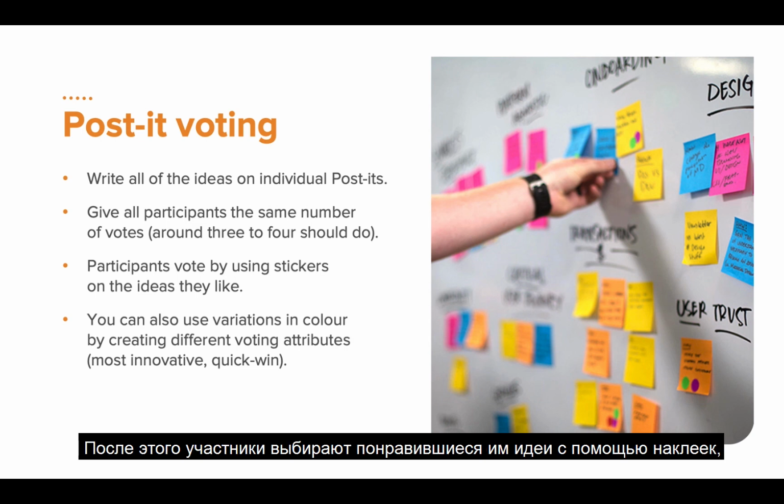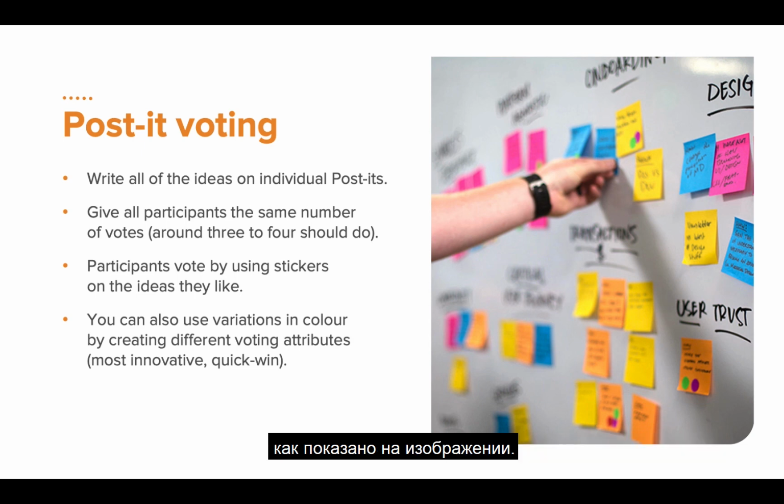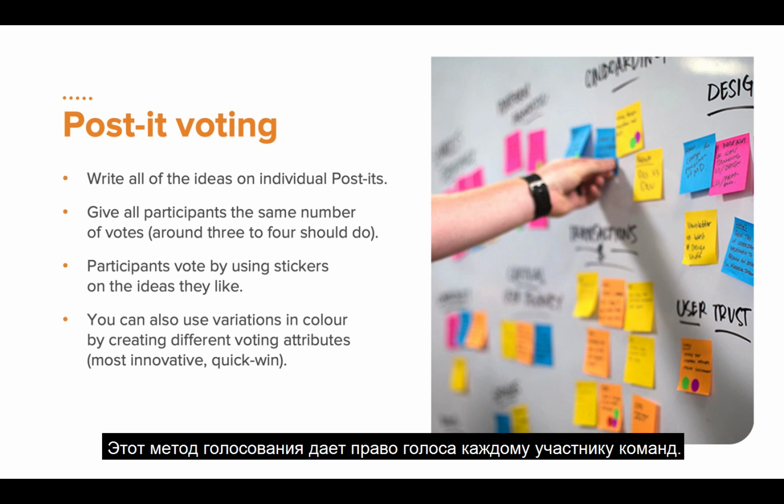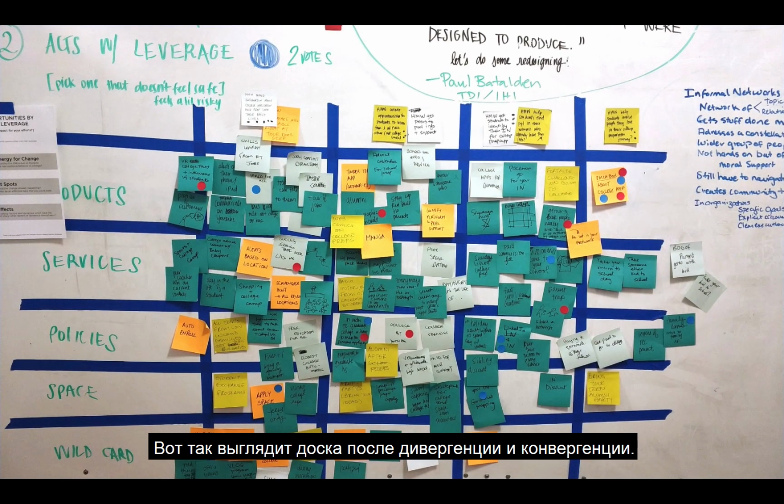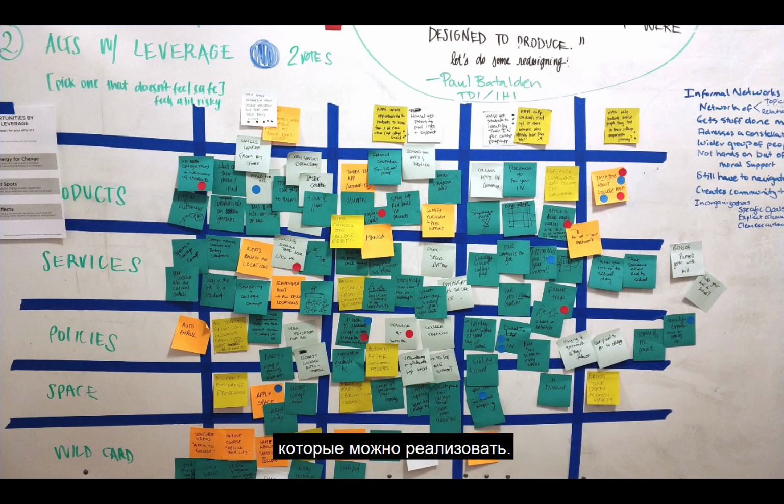But what is important is that everyone gets the same number of votes. And then participants vote by using stickers on the ideas they like, as you see in the picture. This way of independent voting allows all team members to have a voice. And this is what it looks like after going through divergence and convergence. You end up with the few ideas that your team might decide to take on forward.